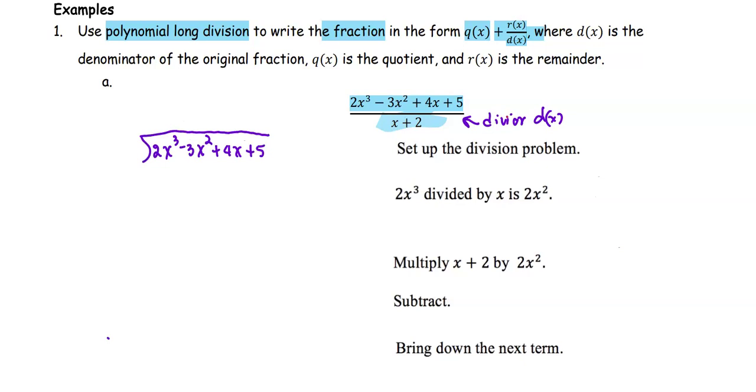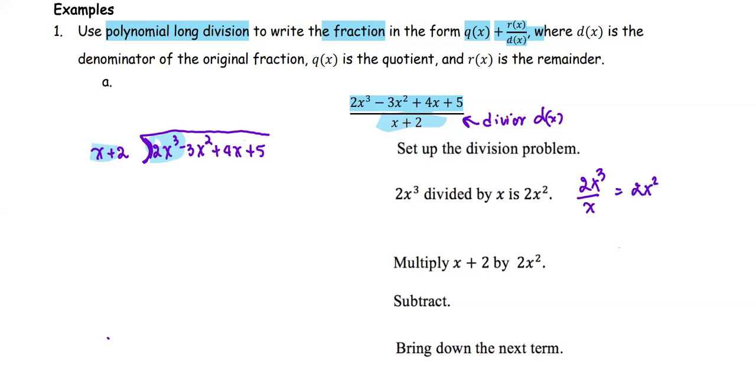Set up the long division with the close parenthesis here, and then draw the line all across. Write the divisor x plus 2 in the front. First, we're going to divide the leading term of the dividend by the leading term of the divisor. x to the third divided by x equals 2x to the second.